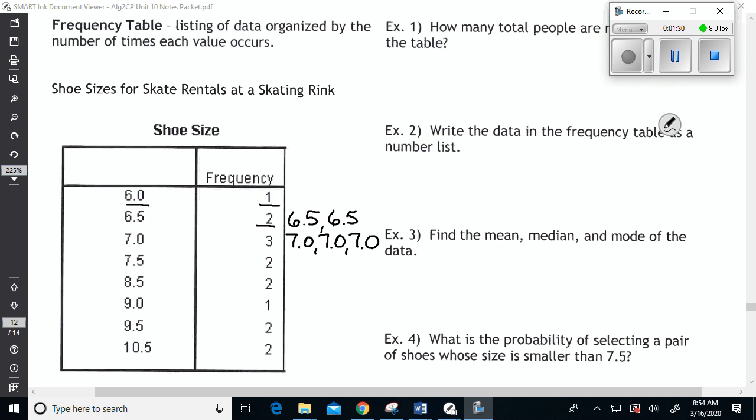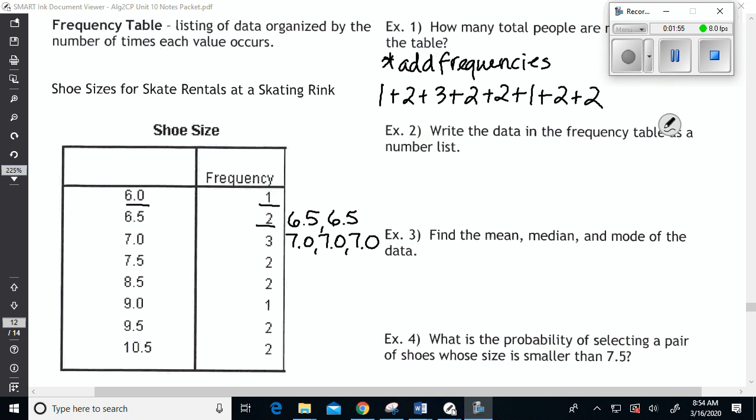For example 1, when they ask how many total people are represented by the table, you're literally adding up the frequencies. So in this case, you add the frequencies and that will get you your answer. That's 1 plus 2 plus 3 plus 2 plus 2 plus 1 plus 2 plus 2, which should give you 15 people. So that leads you to 15 people.